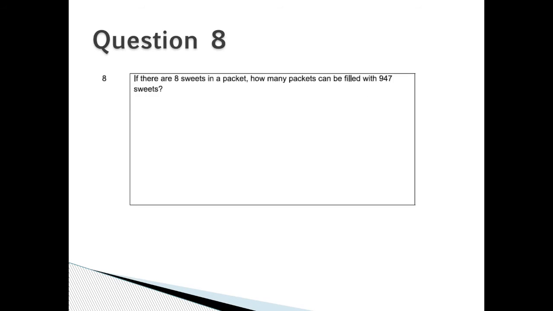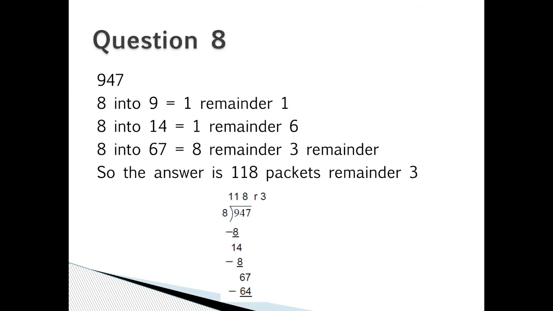Question 8. If there are 8 sweets in a packet, how many packets can be filled with 947 sweets? You would have to do the division sum of 947 divided by 8. 8 goes into 9 once with the remainder 1. 8 goes into 14 once with the remainder 6. 8 goes into 67 8 times with the remainder 3. So your answer is 118 packets, remainder 3.